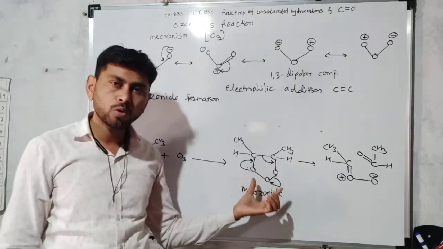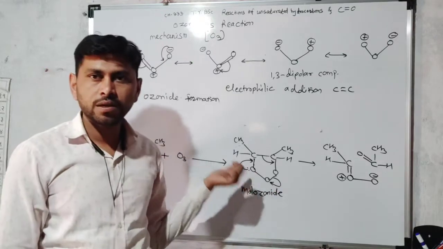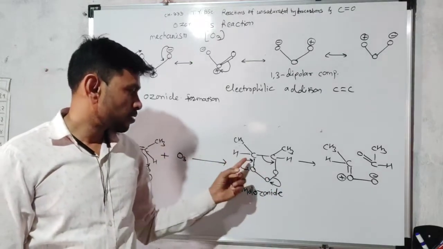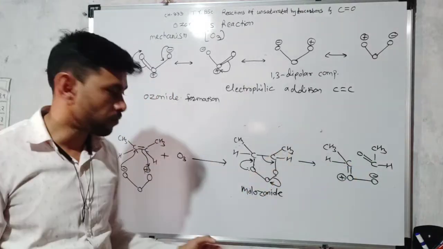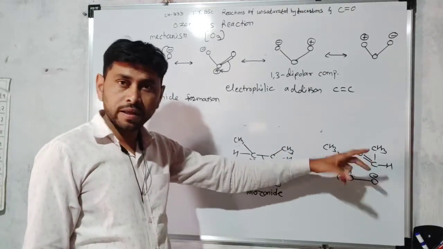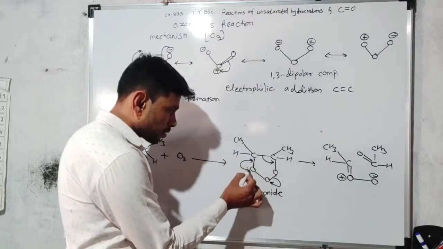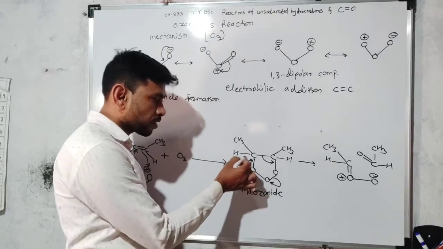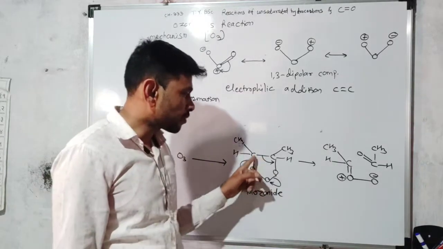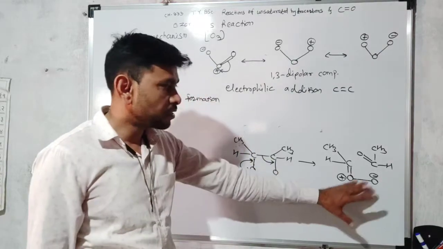Now, breaking of this molozonide, because it is an unstable structure, three oxygens are here, and due to the unstable structure, this molozonide undergoes breaking to form two molecules. These two molecules are formed here. These react or recombine in another way. So here the double pair of electrons on this carbon oxygen shifts here, and breaking of this carbon carbon bond takes place, and again an oxygen oxygen bond forms, and we get these two molecules.